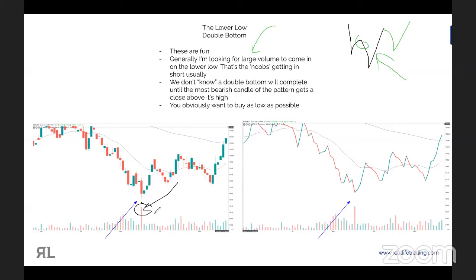A bunch of volume comes in and I can look at the chart and go, man, this thing has already had a pretty strong move down. Is it really going to continue higher? Or sorry, is it really going to continue lower with that much volume? So what do I normally do? I normally wait a day or two.